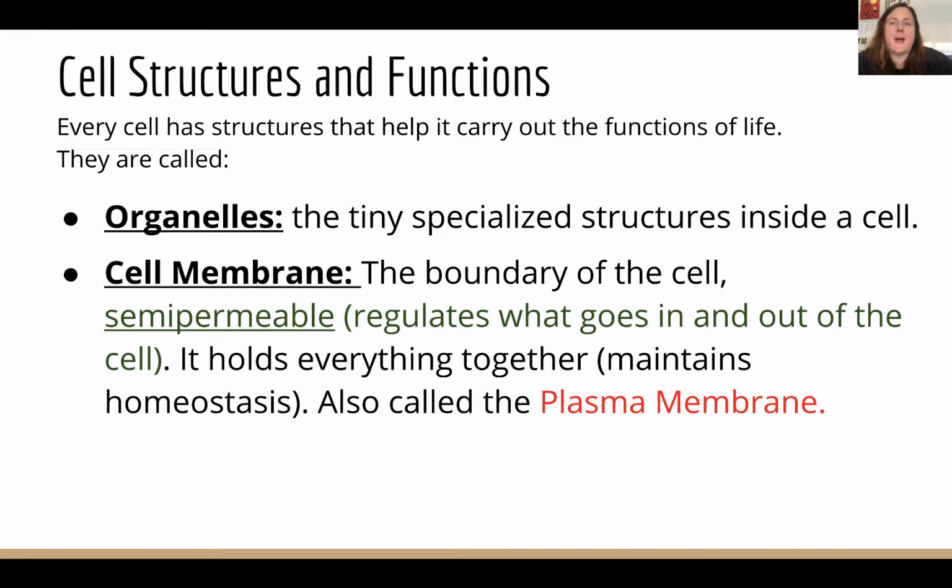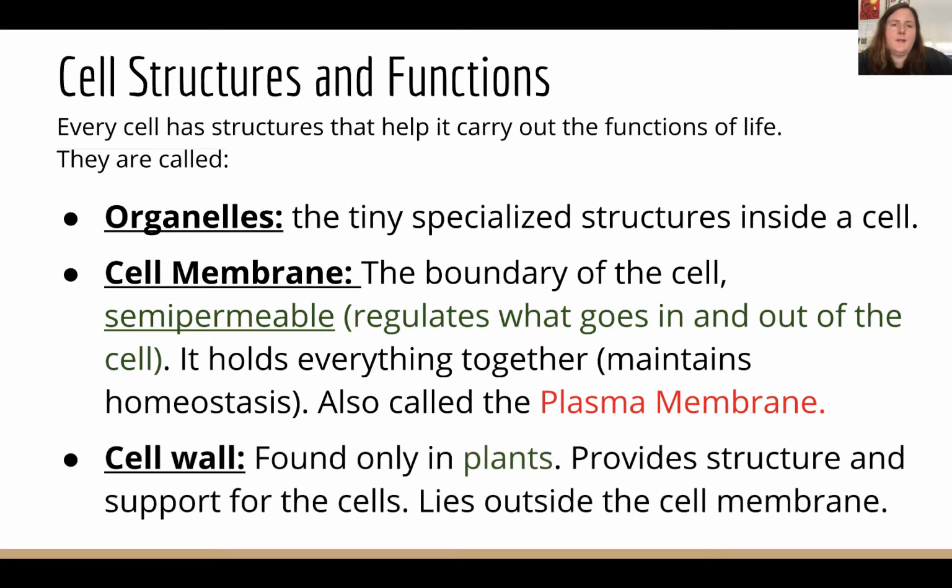The cell membrane is the boundary of the cell, and it is semi-permeable. Permeable means something being able to go through it. So semi-permeable means that some things can go through a cell membrane and some things can't. So the cell membrane regulates what goes in and out of your cell. It also holds everything together, and it helps maintain homeostasis. Because if it only allows certain things in or out, it's helping keep an internal balance within the cell. And sometimes you might see a cell membrane being referred to as a plasma membrane. A plasma membrane is just another way to say cell membrane.